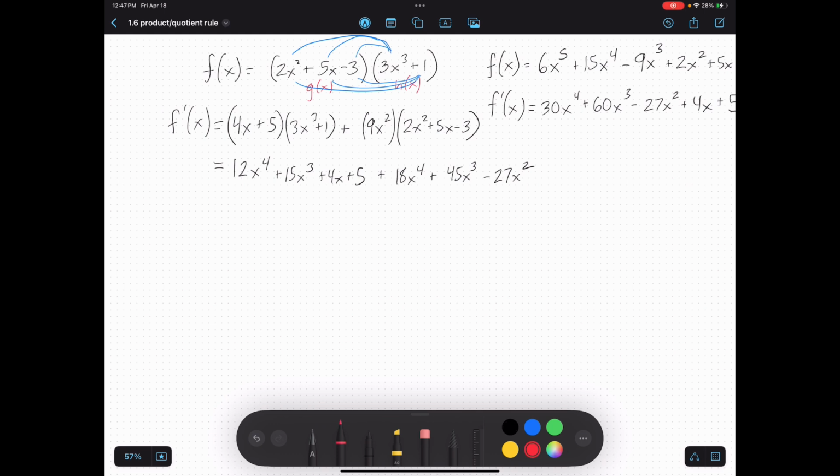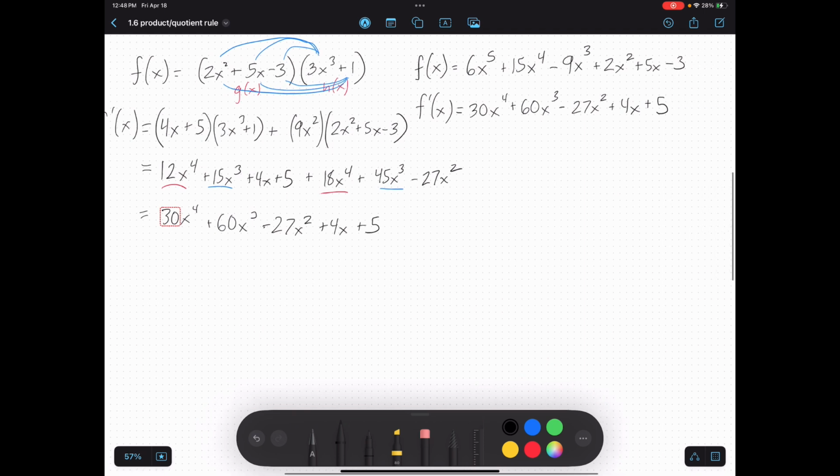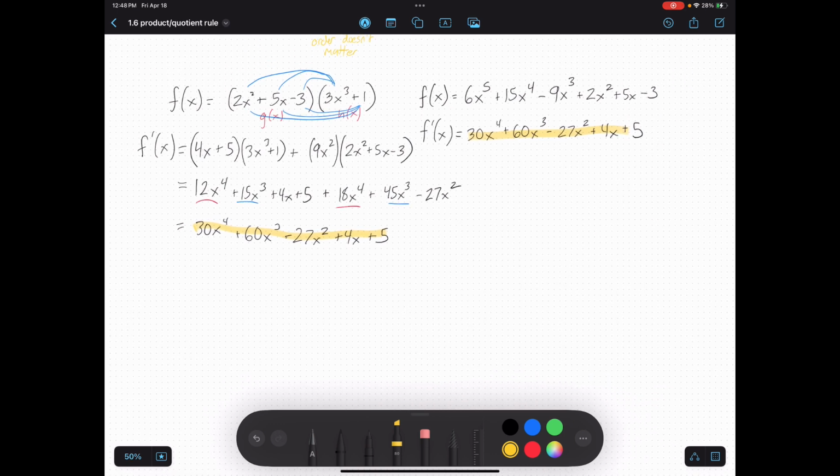I have some like terms here, right? I've got x fourth terms. I've got x cubed terms. I can combine those terms together to get me 30x to the 4th plus 60x cubed minus 27x squared plus 4x plus 5. And sure enough, we get the same answers. So either way works. If you have a product of polynomials, you can choose to either use the product rule, or you can just multiply your polynomials first and then take the derivative.